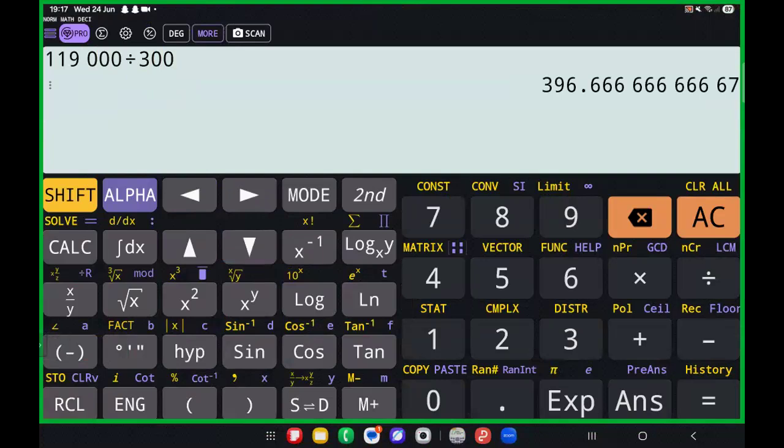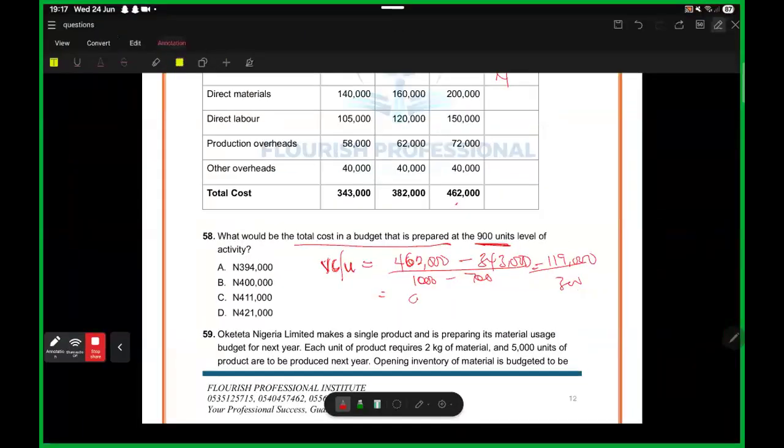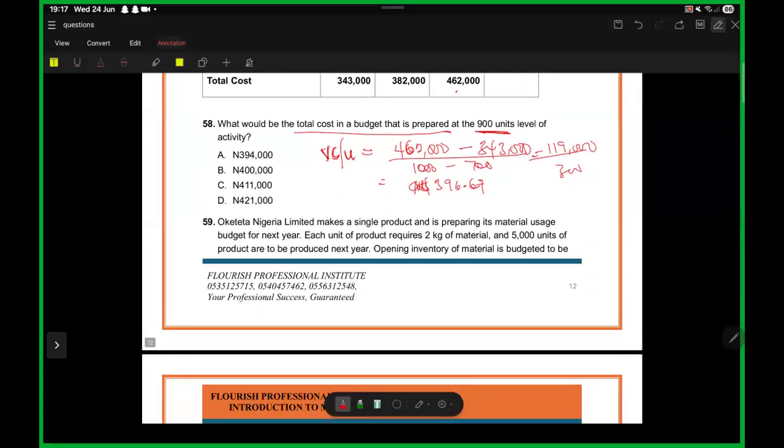Am I getting the correct thing? So I'm getting 396.67. So 396.67, this is the variable cost. So from here we can determine the fixed cost.